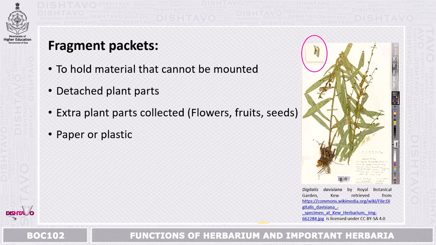Fragment packets are also mounted onto the herbarium sheet to hold material that cannot be mounted or to include detached plant parts as well as extra plant parts collected. Fragment packets are made of either paper or plastic.